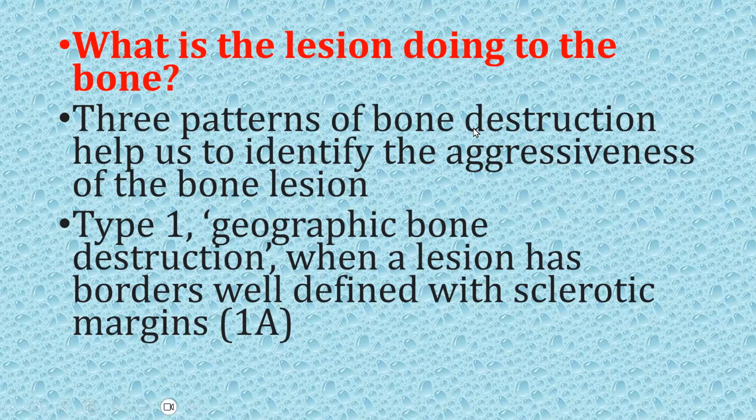Type 2 lesions have a moth-eaten appearance, when a lesion has areas of bone destruction with ragged edges, indicative of a malignant process rapidly expanding into the bone. And type 3 is a permeative appearance, when the tumor moves through the bone without destroying the trabeculae, with a zone of transition between pathological and normal bone.